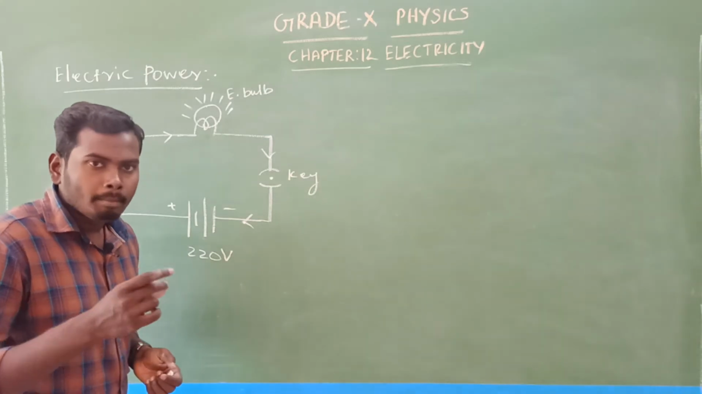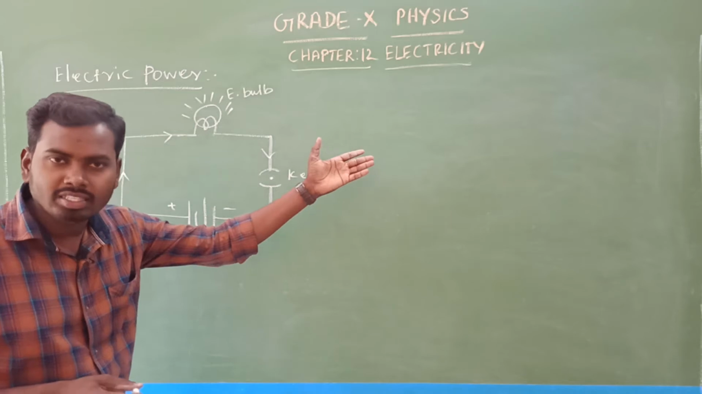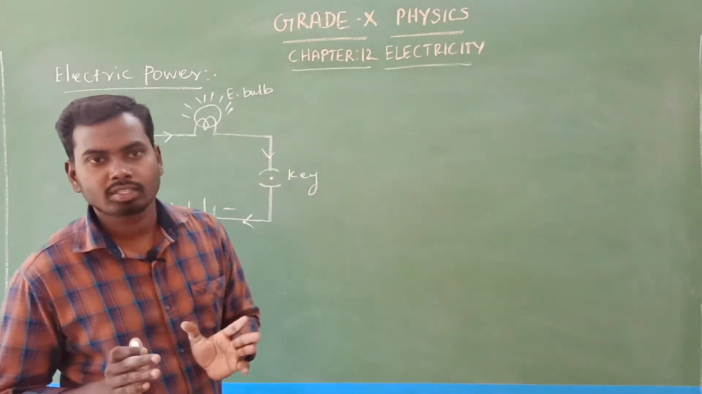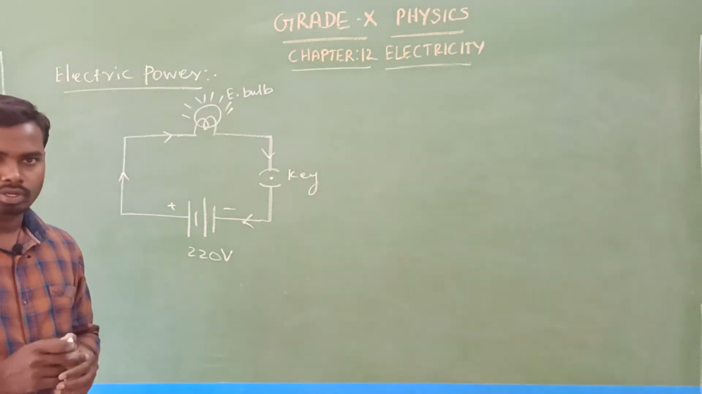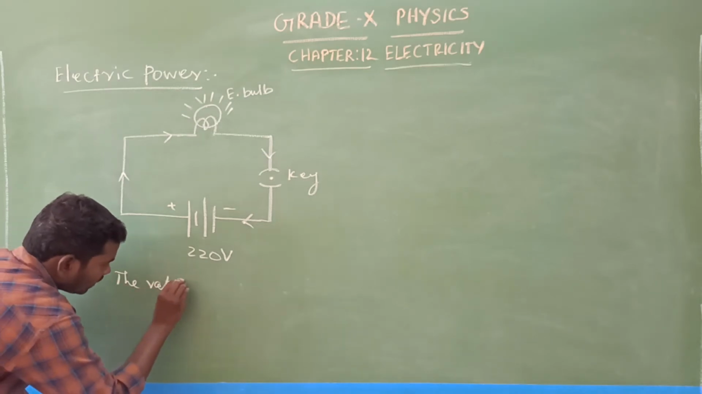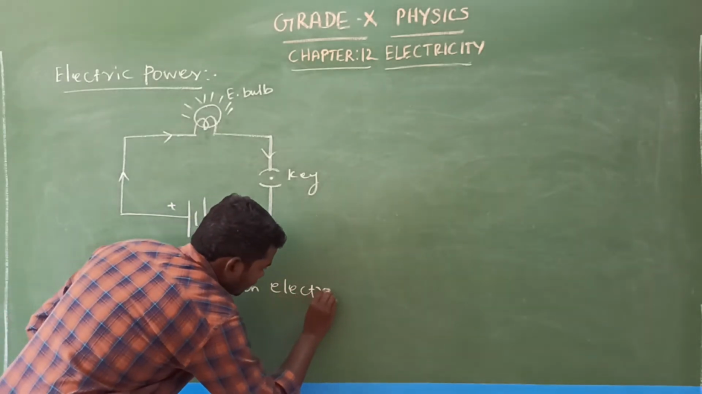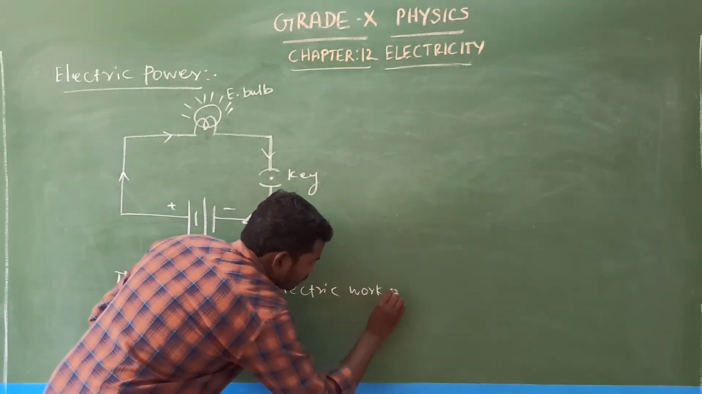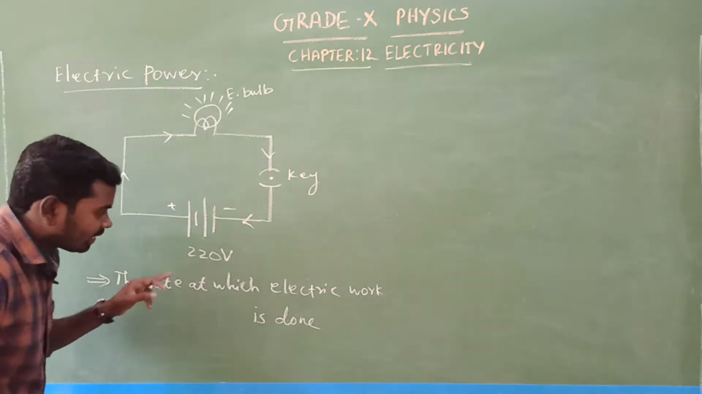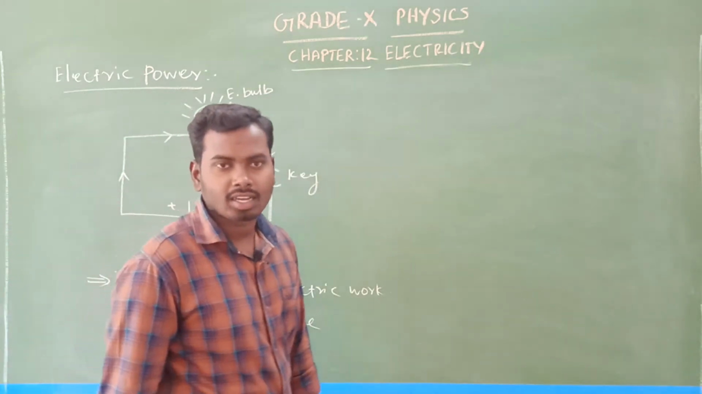Per second, note this point, how much electrical energy gets converted into another form of energy, that is called electric power. Very simple, don't get confused. So we can write: the rate at which electric work is done is called electric power.